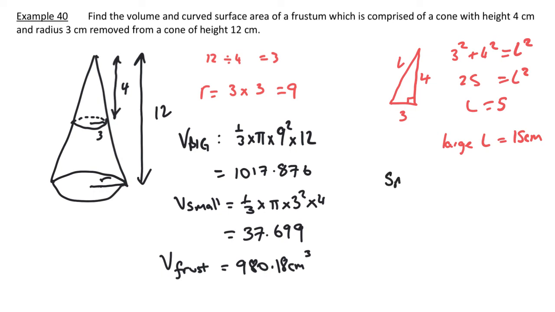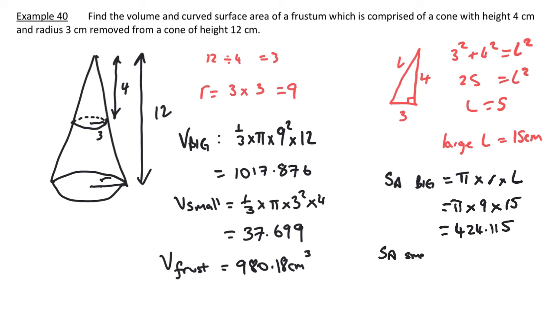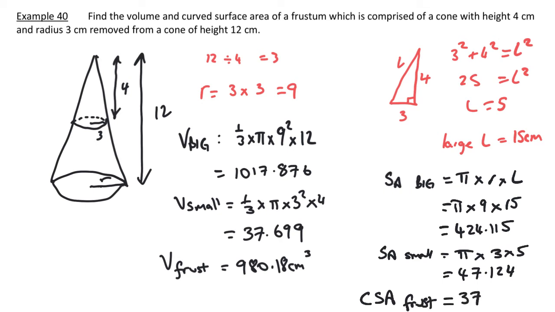So the surface area of the big, which is pi RL, so pi times the radius times the slant, which is pi times 9 times 15, which is 424.115. Surface area small, pi RL again, only this time it's pi times 3 times 5, which is 47.124. So the curved surface area of the frustum is the difference between our surface areas, which is 376.99 squared centimetres.